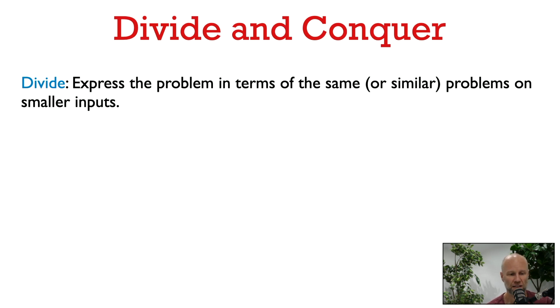So the first step in a divide and conquer algorithm is the divide step. We express the problem in terms of the same problem or a slight variation of the original problem on smaller inputs. And this nicely sets us up for a solution with a recursive algorithm.